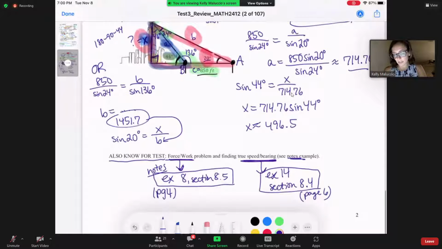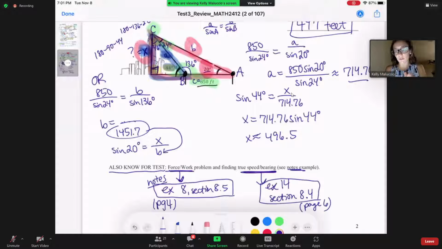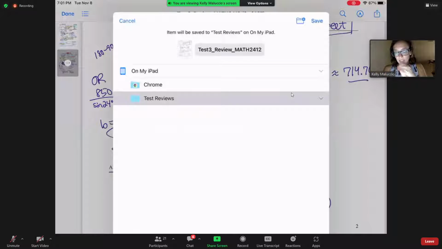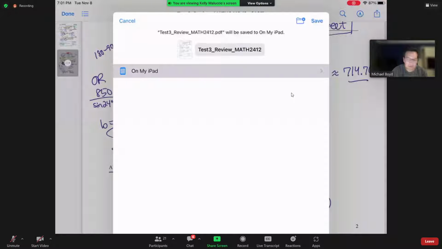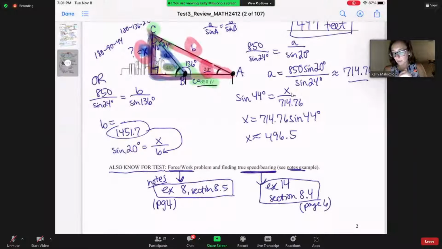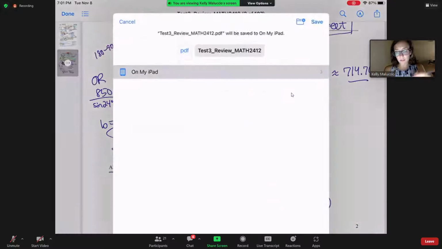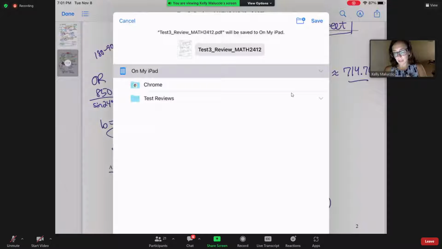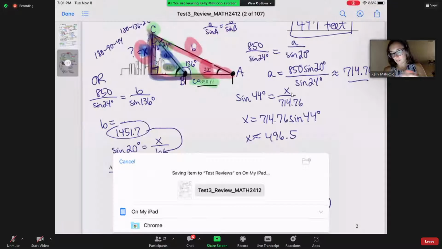Okay, so I'm going to save this unless there are any lingering questions about the problems we just did. Okay, I'm taking that as a no. I'm going to save this. Oh, it's like example 14 and 15. It might be example 15. Let me cancel and fix this. Maybe I renumbered, and that might be why. Okay, so let's save this. I will post this whole thing tonight. Save it on my iPad, test reviews.